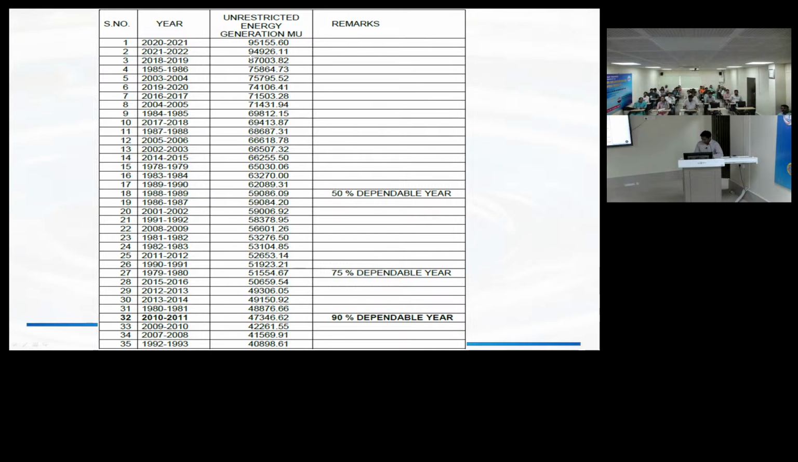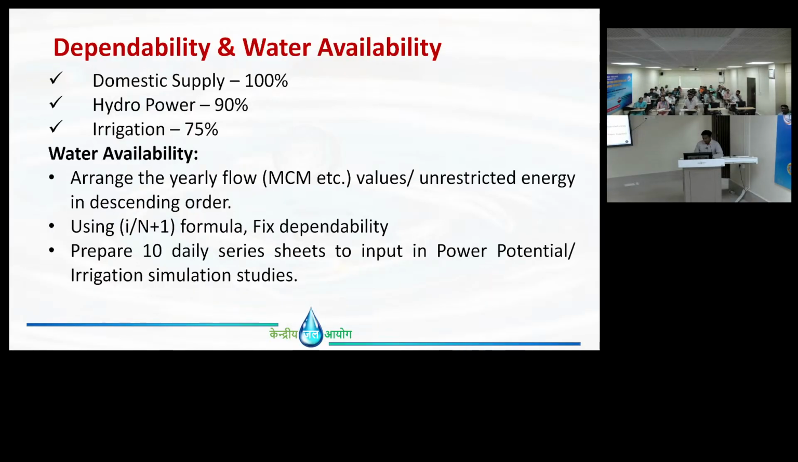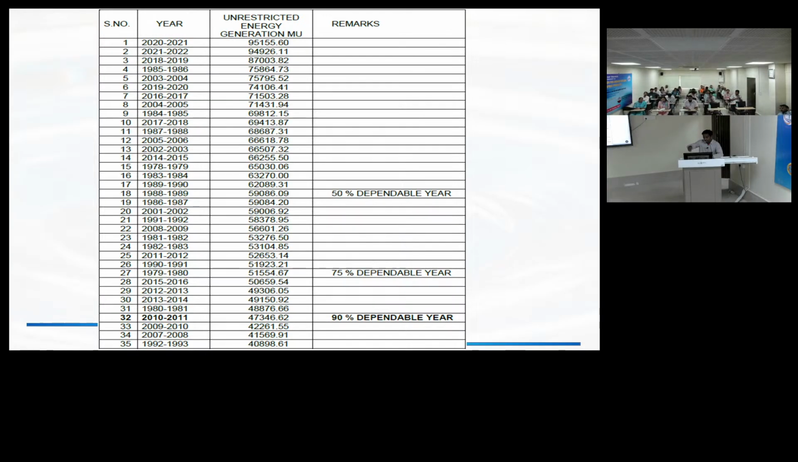What we do first: all the water availability values are for different years. First we get them, then we keep them in descending order. Once they are in descending order, we use the m by n plus 1 formula, a very simple formula. Using it, for each row, for each serial number, you get the dependability. You can see the 18th value is coming at 50% dependability, the 27th value at 75%, and the 32nd value at 90% dependability. Can anybody tell which value will be higher? Will the 90% dependability value be higher, or the 10% dependability value?